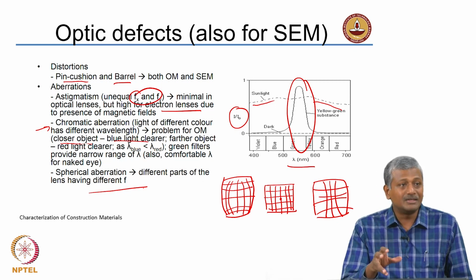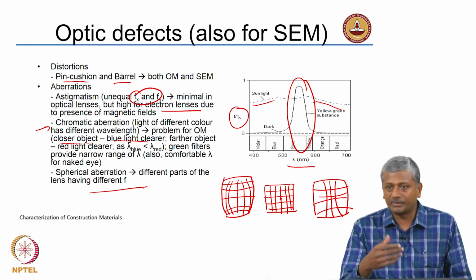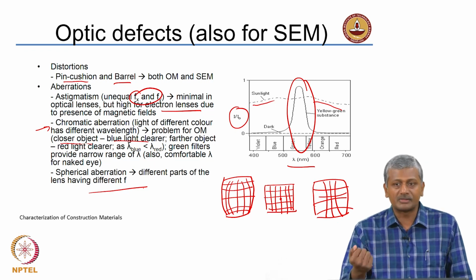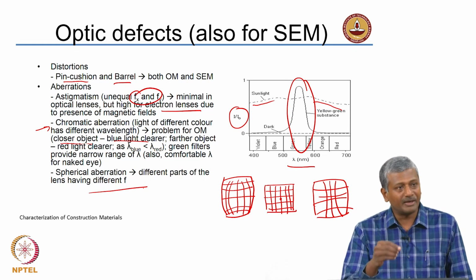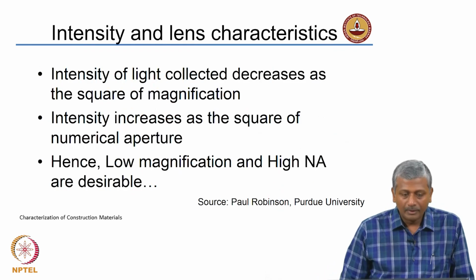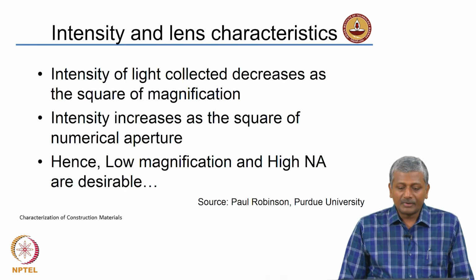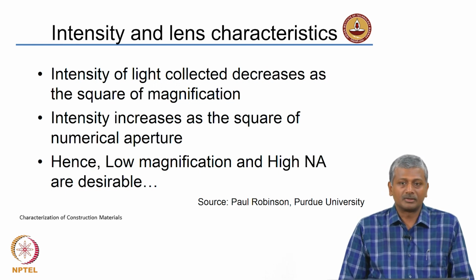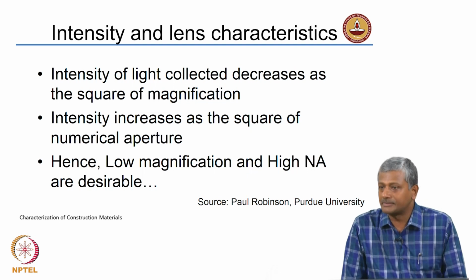So, when you get images, please understand that they are not just a function of the type of specimen preparation or the user's perspective. It is because there are several other possibilities of errors also creeping into the imaging technique. Now, intensity of the light that is collected decreases as the square of the magnification. So, if you keep on increasing magnification, yes.